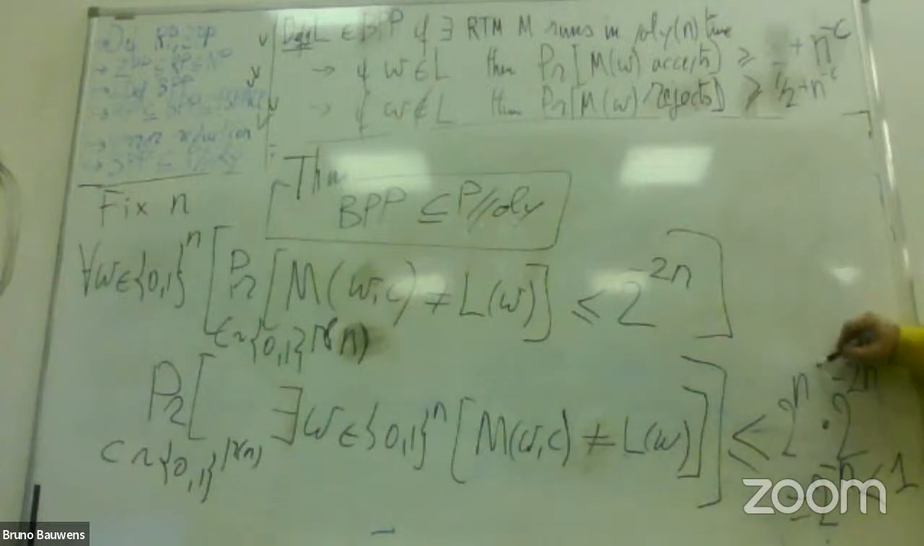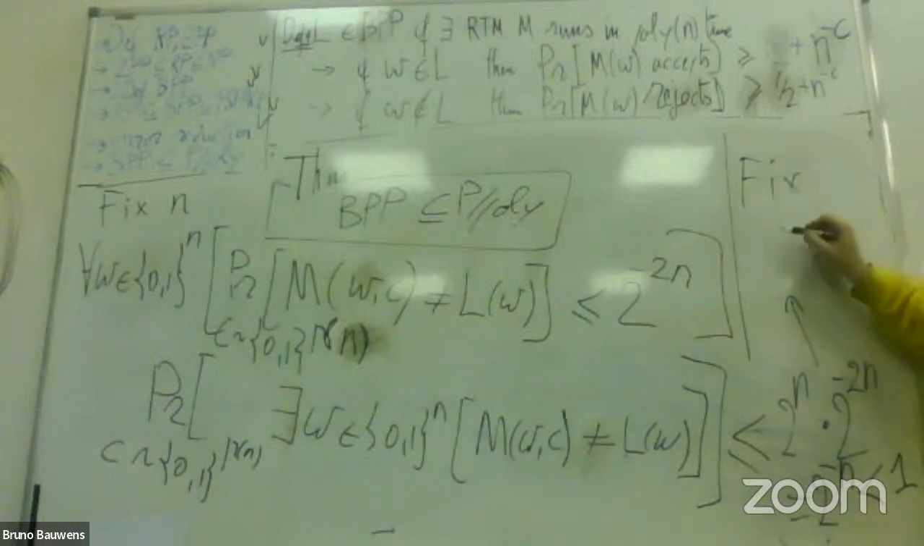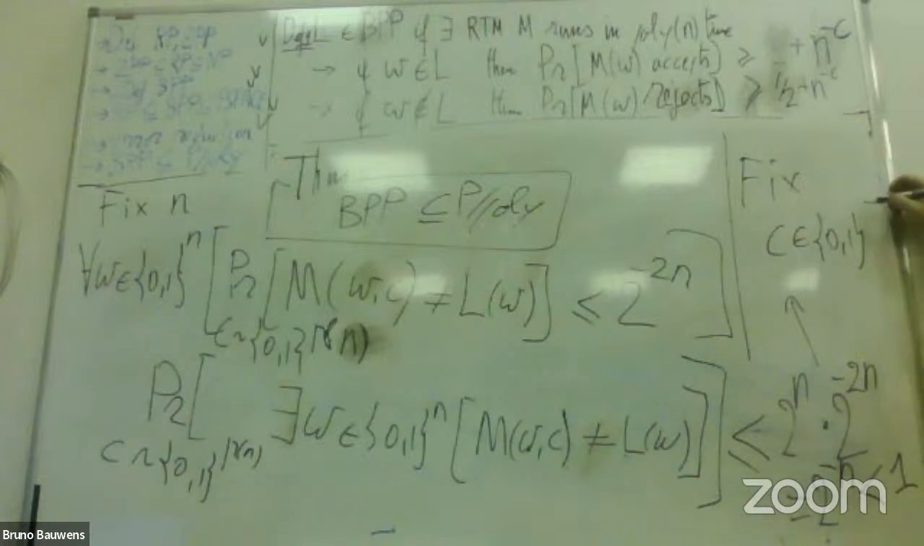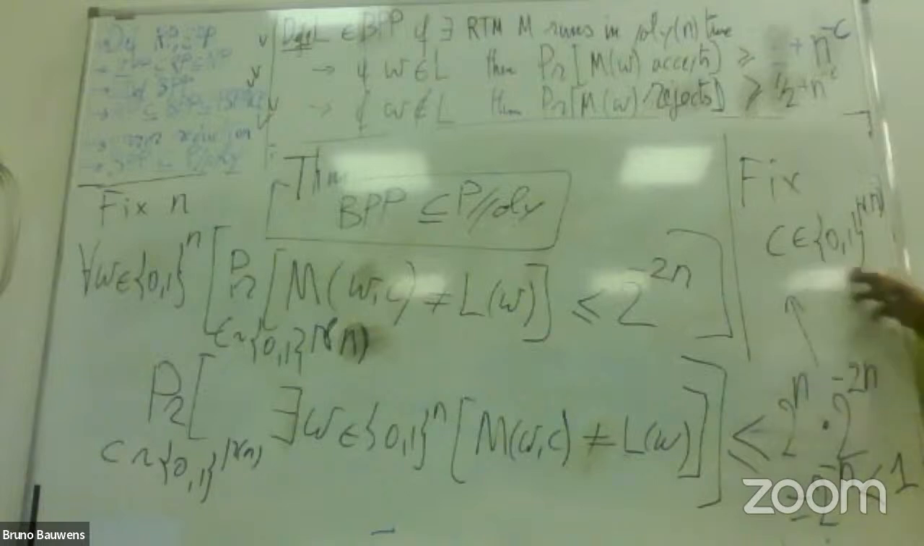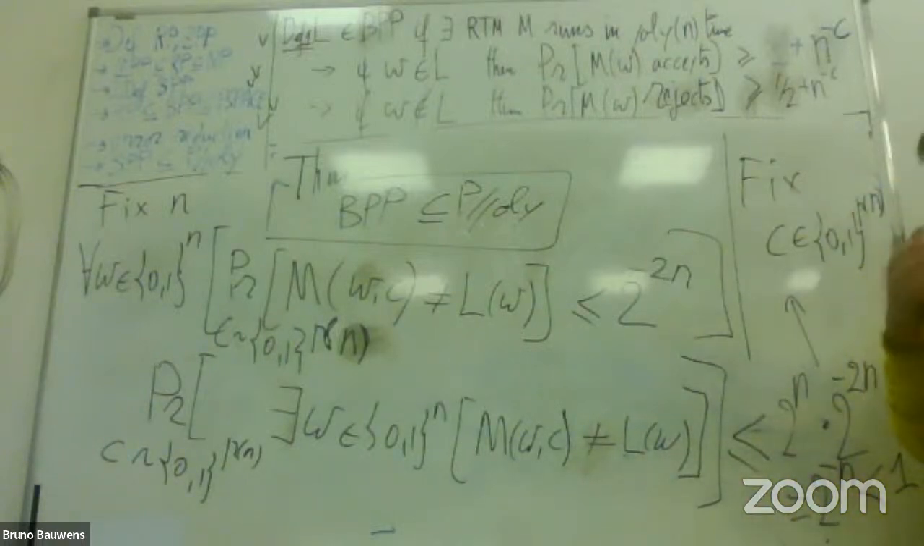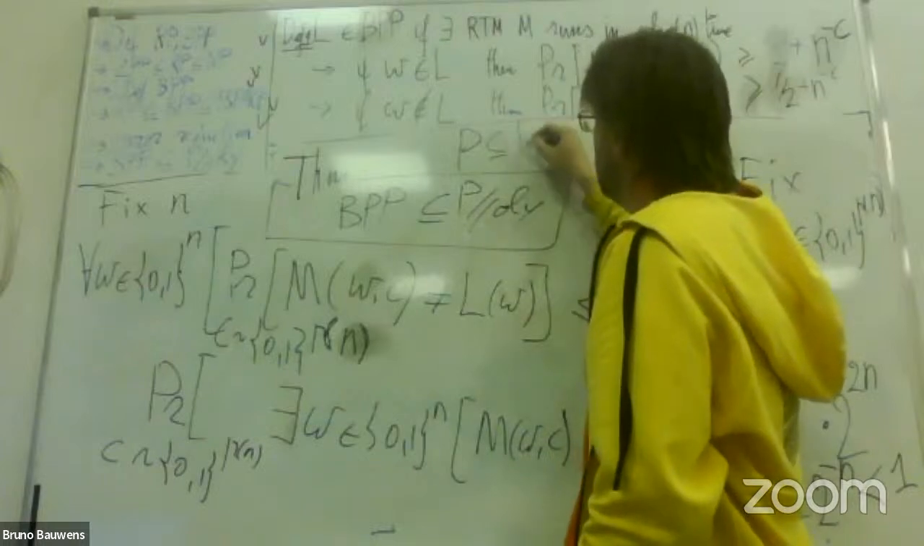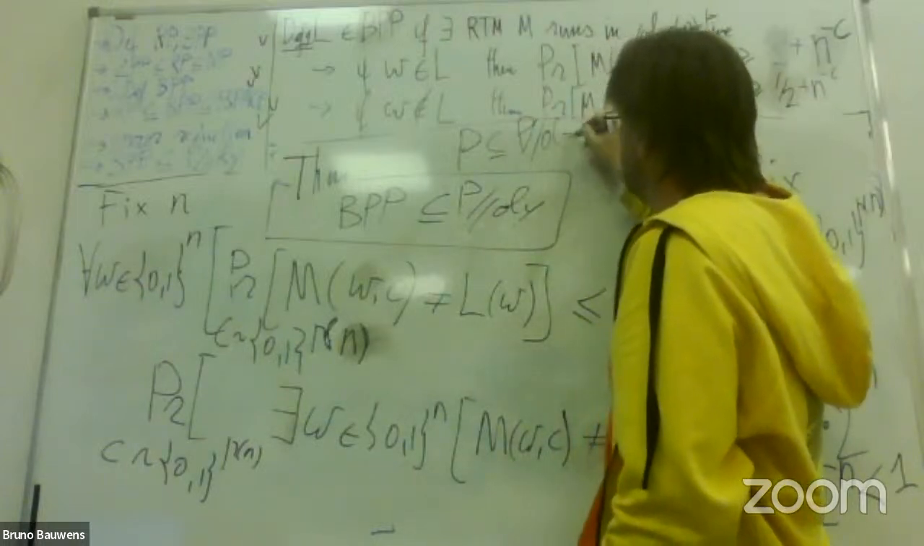So now, say, fix a certificate inside P of n. Since a random certificate works with positive probability, there exists at least one such certificate, and we fix it. Now remember that P is part in P/poly.